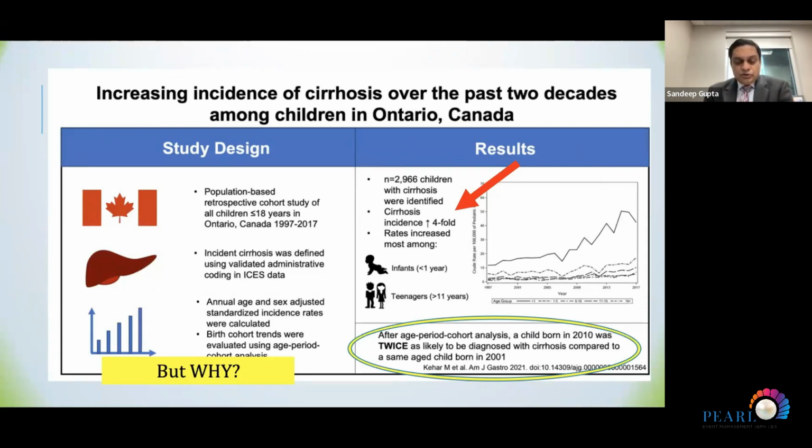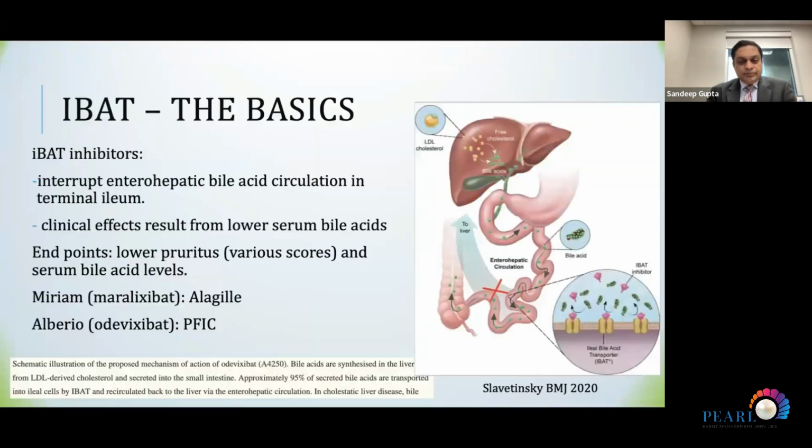So, quite sobering and thoughtful data for us to think about: why is there such an increase in cirrhosis in Canada over a 20-year period, and what the implications might be in children long term.